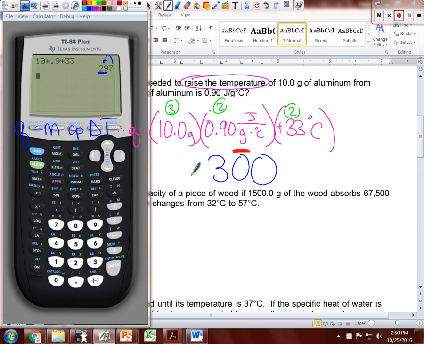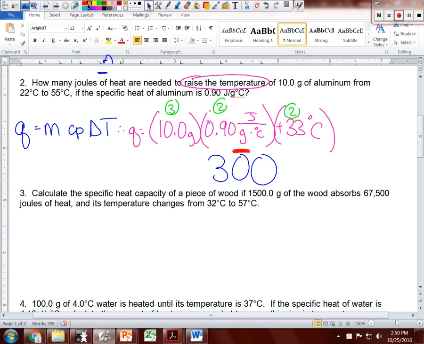And again, what were we solving for? There's 2 ways to know what your unit is. You can be really intelligent and look back at the problem, and the problem says, how many joules? Duh. Oh my gosh. Joules. Or you could look at your units. Do grams cancel? And do Celsius cancel? Leaving you with J. Does that make sense? Right. Any questions on that? Yes, ma'am.